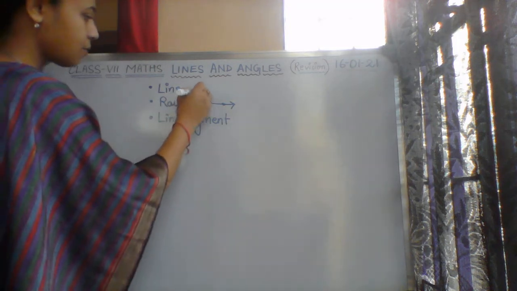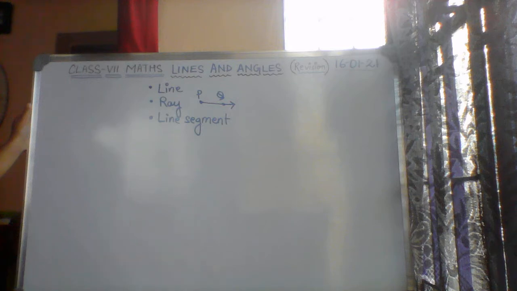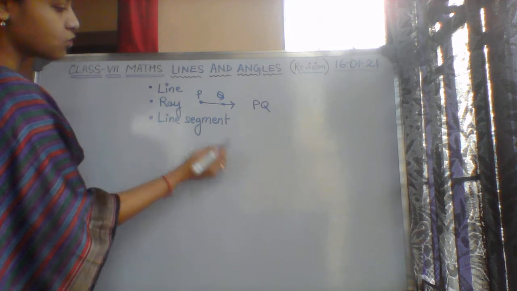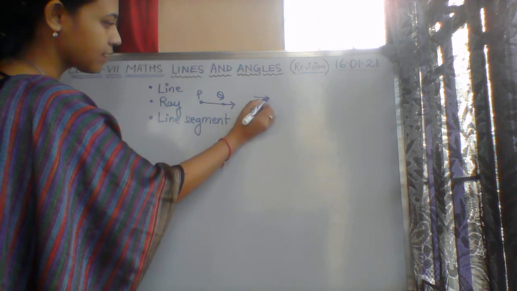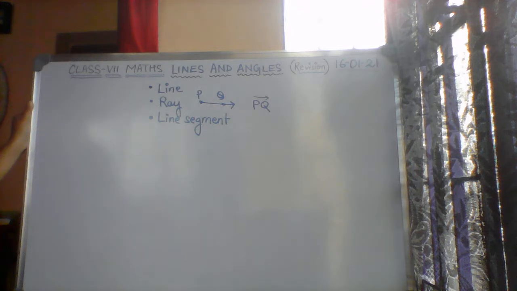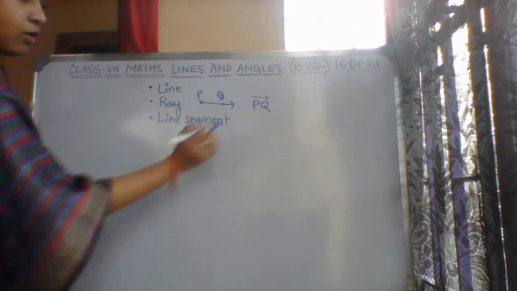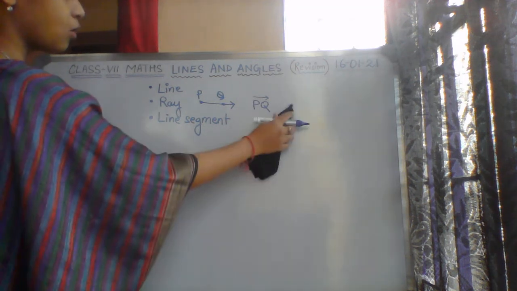So if its name is PQ, how to give the notation for this ray? PQ and above. P is the endpoint. So here we have to put the endpoint and we have to extend in this direction. P has the endpoint, so that endpoint should be over P only. That we have to take care of. So this is about ray.